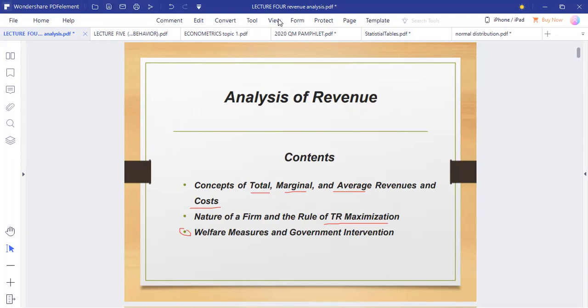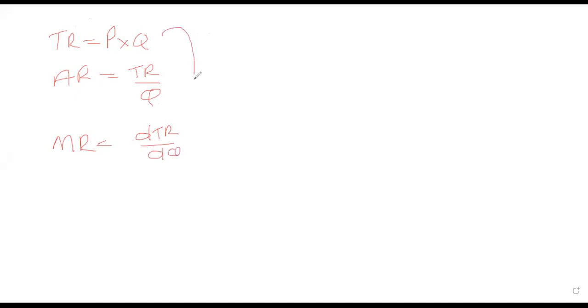So if you could remember vividly, we said we have what is called total revenue, which is given by price times quantity. We have what we call average revenue, which is given by total revenue over quantity. We had what is called marginal revenue, which is given by the TR over the Q. And in revenue analysis, we gave ourselves an example to say when you have P is equal to 1000 minus 5Q.